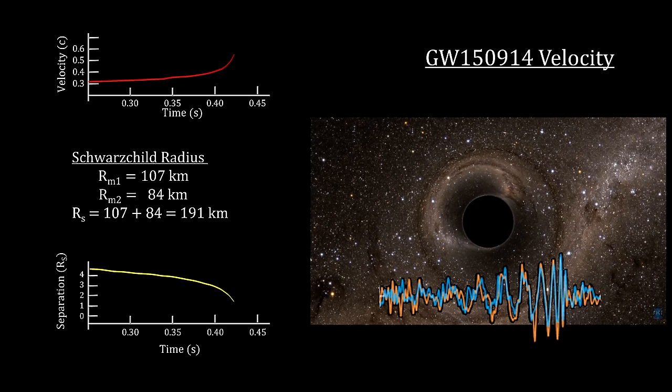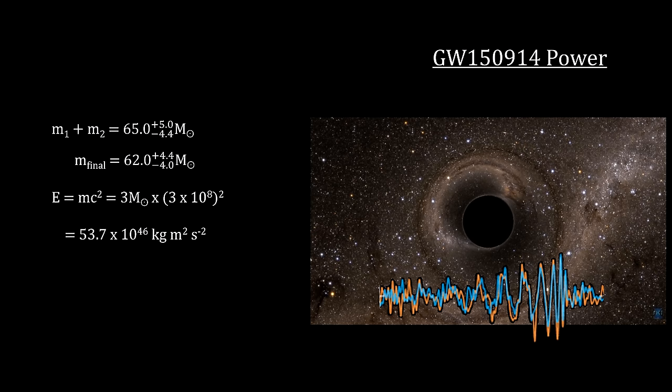Modeling the final ring down shows that the mass of the resulting Kerr black hole is around 62 solar masses. That's 3 solar masses less than the sum of the masses of the two inspiraling black holes. This mass was converted to the radiated gravitational energy. In other words, during the final 20 milliseconds of the merger, the power of the radiated gravitational waves peaked at about 3.6 times 10 to the 49th watts.